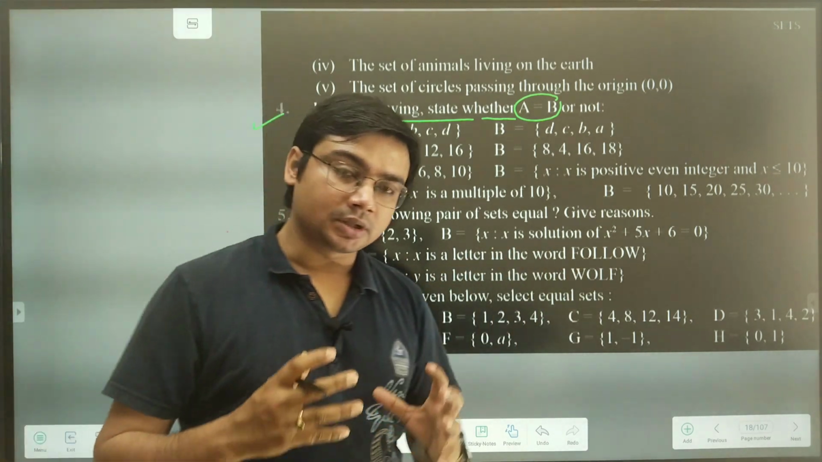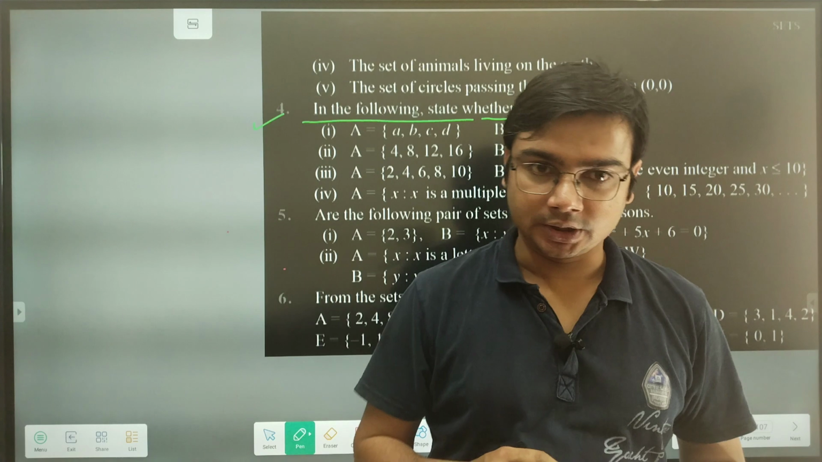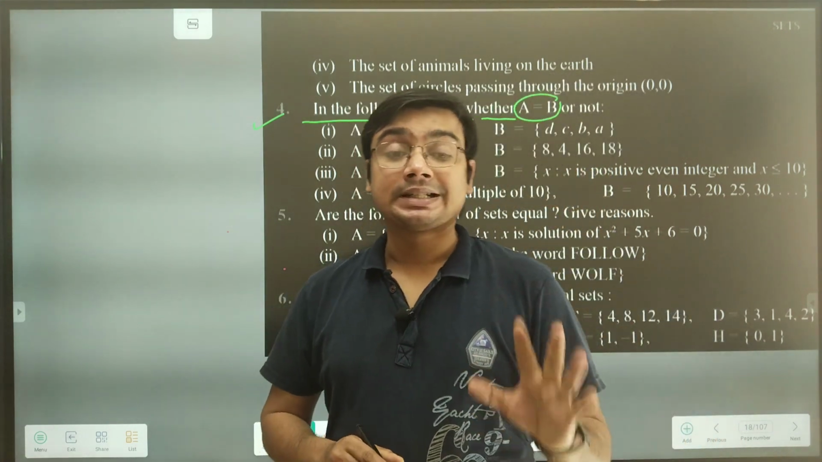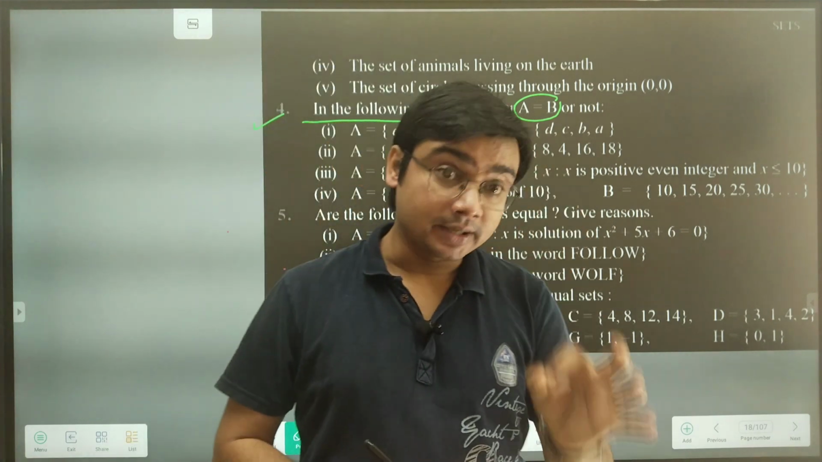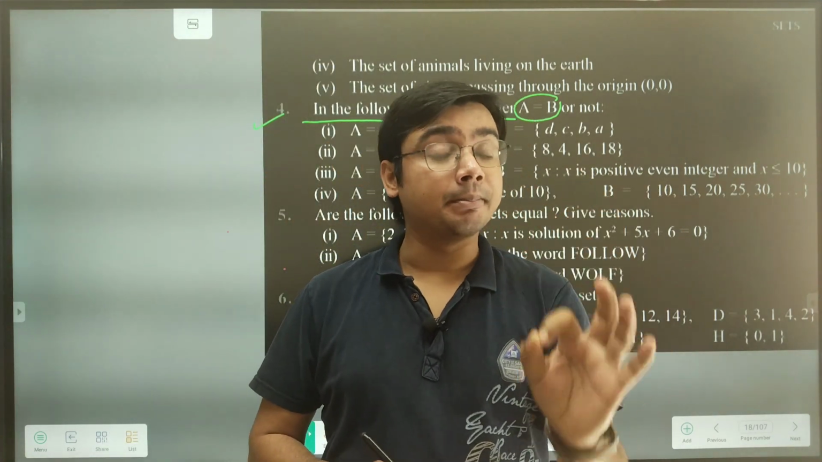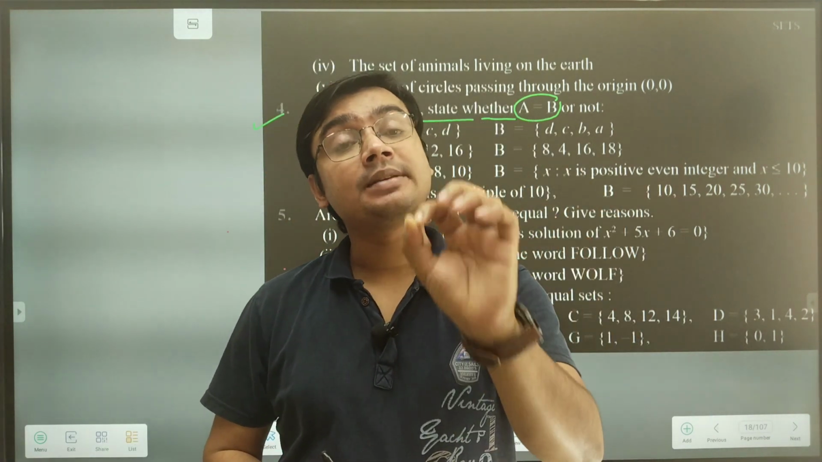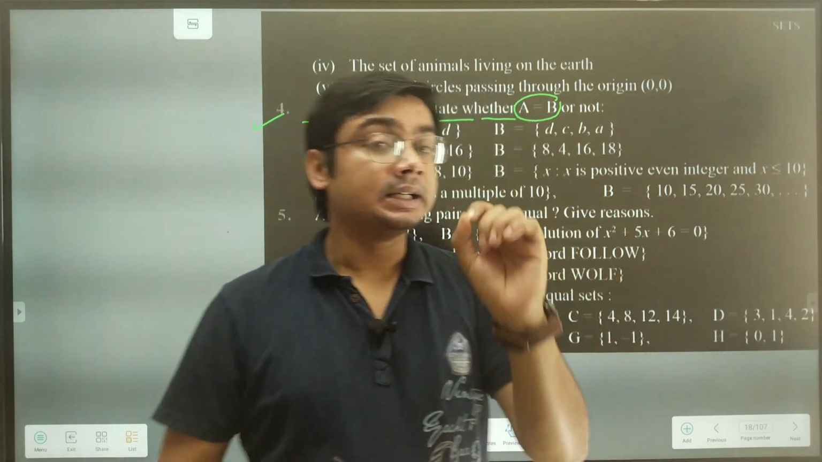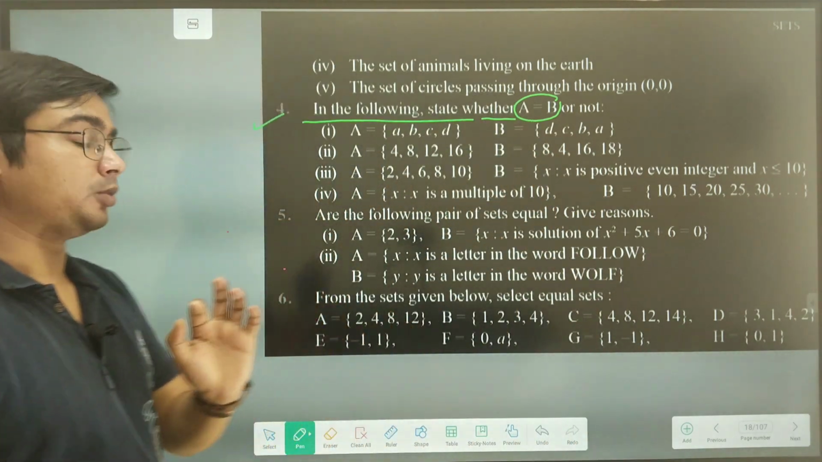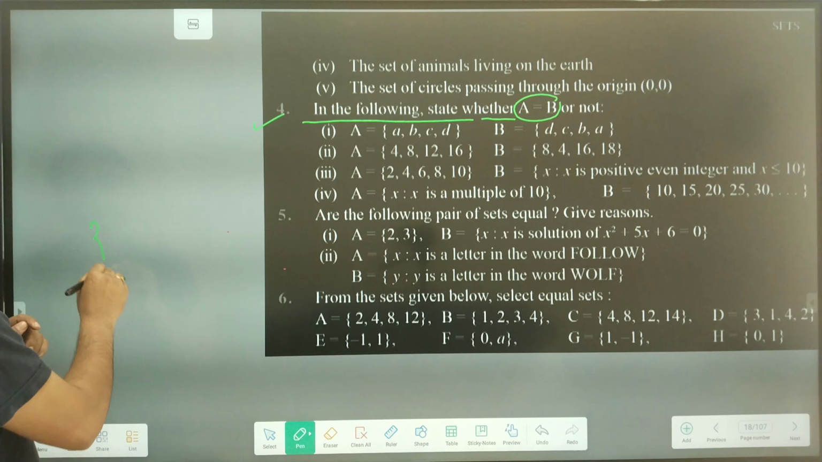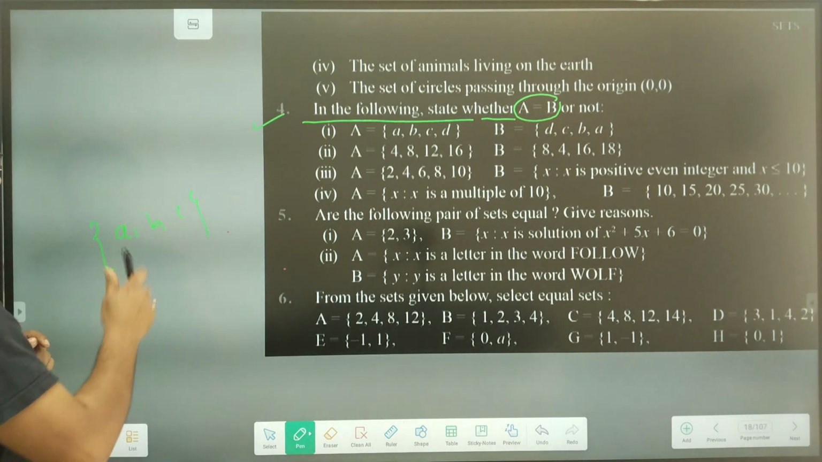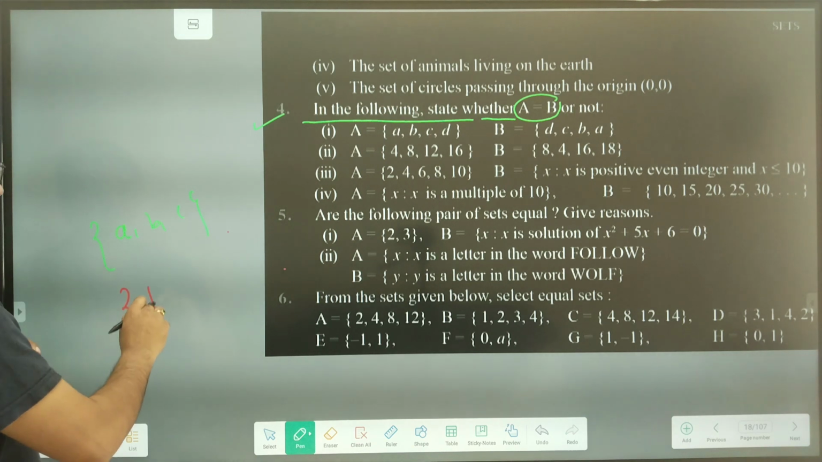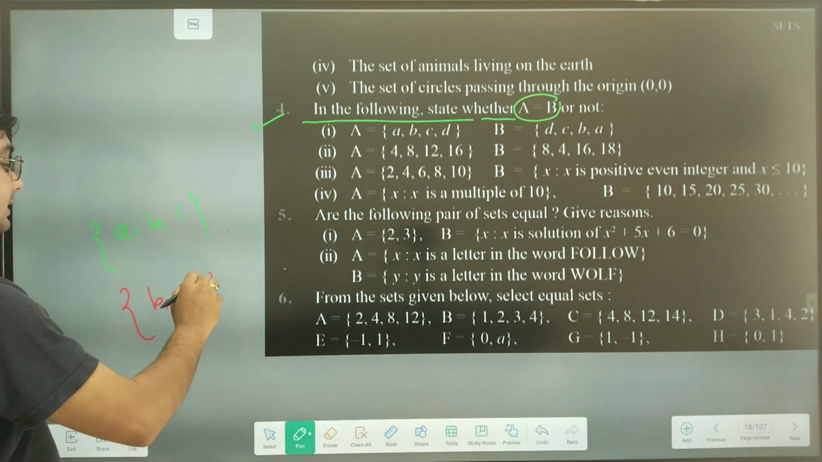Yes, students, do you know when two sets are equal? Two sets are said to be equal if they have exactly the same number of elements as well as the same elements. Then the sets are said to be equal. For example, suppose we consider this set A, B, C. Another set, suppose B, C and A.